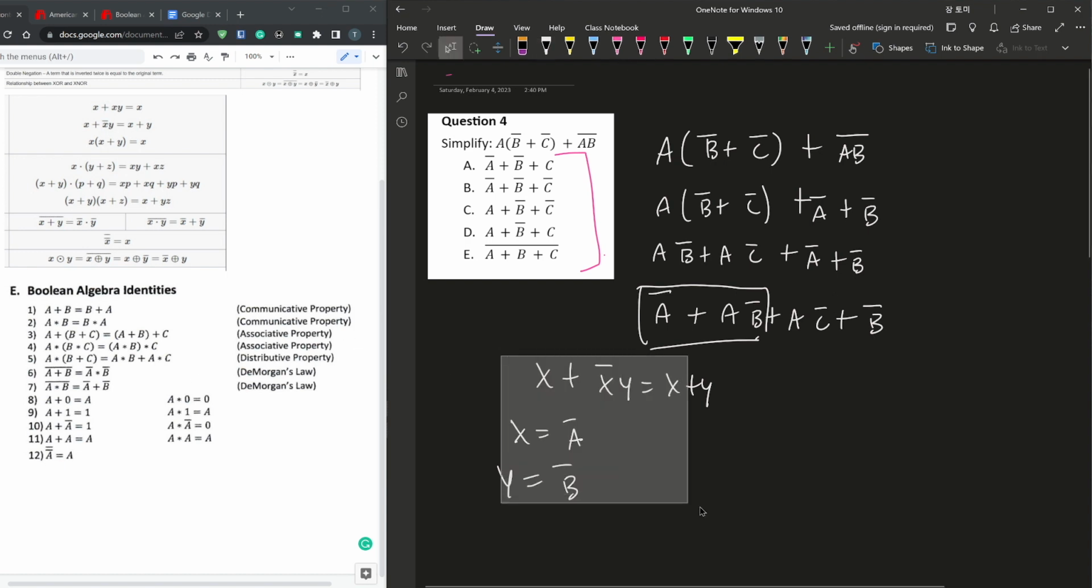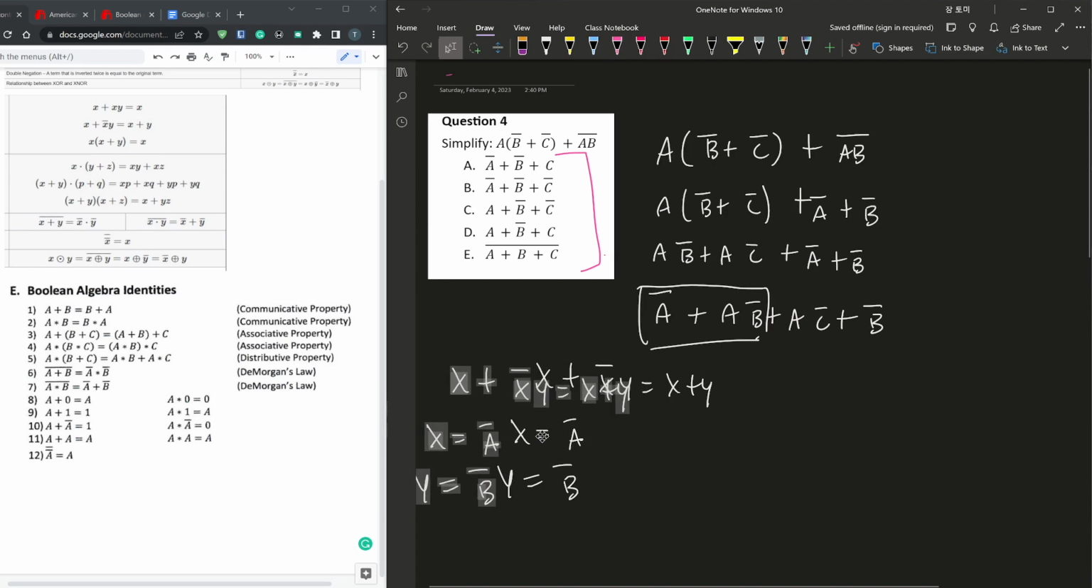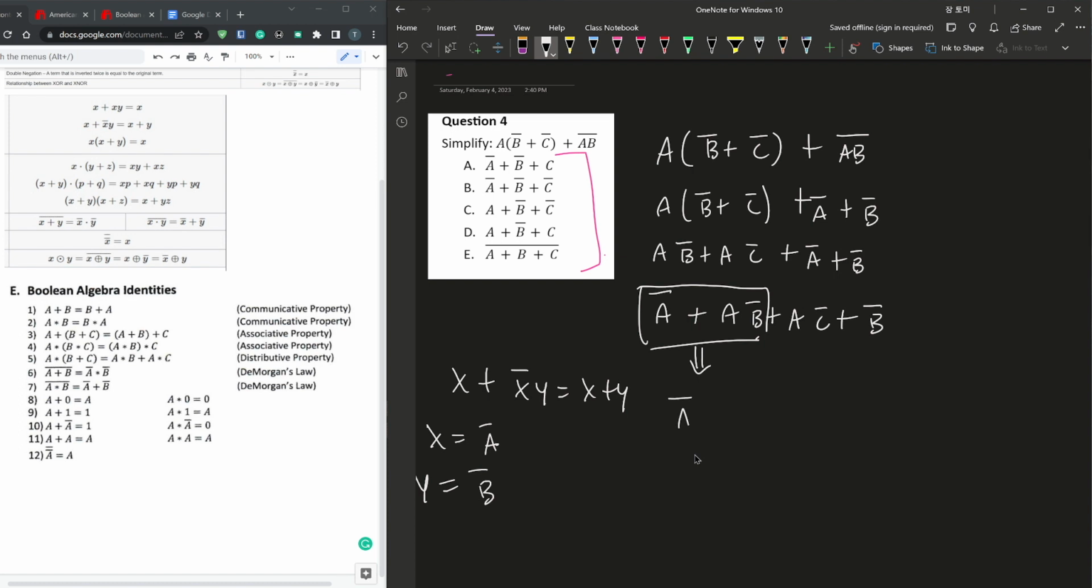So then we can replace this part. Let me get rid of this first. We can replace this part and say not A plus not B. And then we have A not C plus not B. Obviously, we have a not B plus not B, and A plus A equals A, so not B plus not B equals not B. So we can just erase one not B from here.